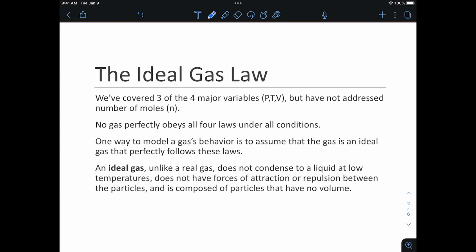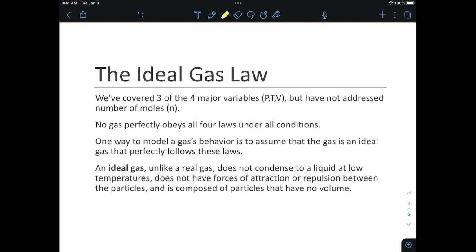Let's go. We've got, as I mentioned, three of the four major variables: pressure, temperature, volume. We've not mentioned number of moles. No gas is going to be a real ideal gas. We have to make some assumptions. An ideal gas would perfectly adhere to all the laws that we talked about.